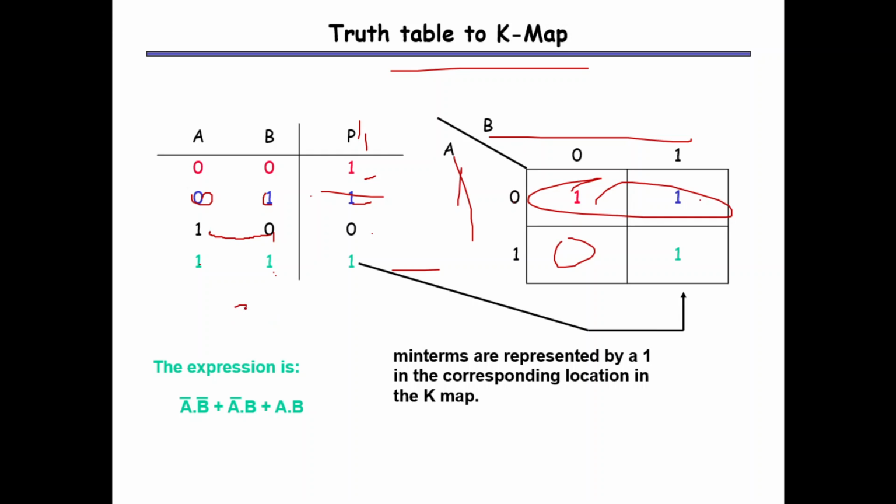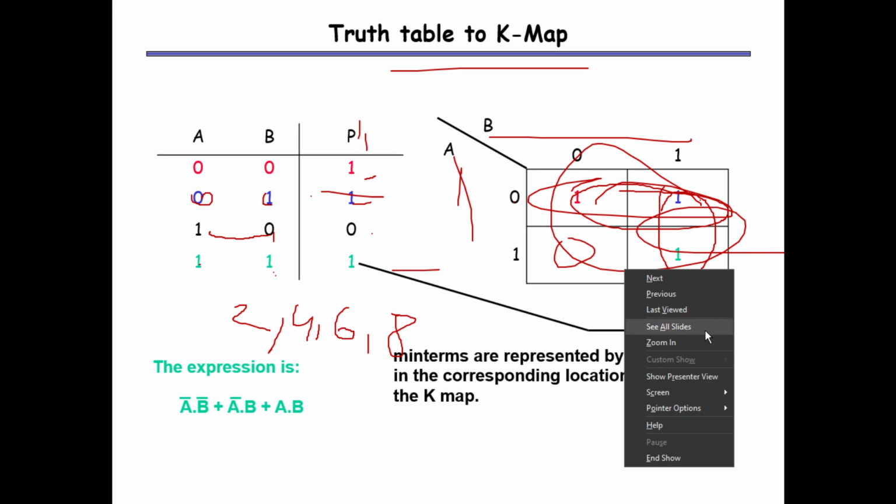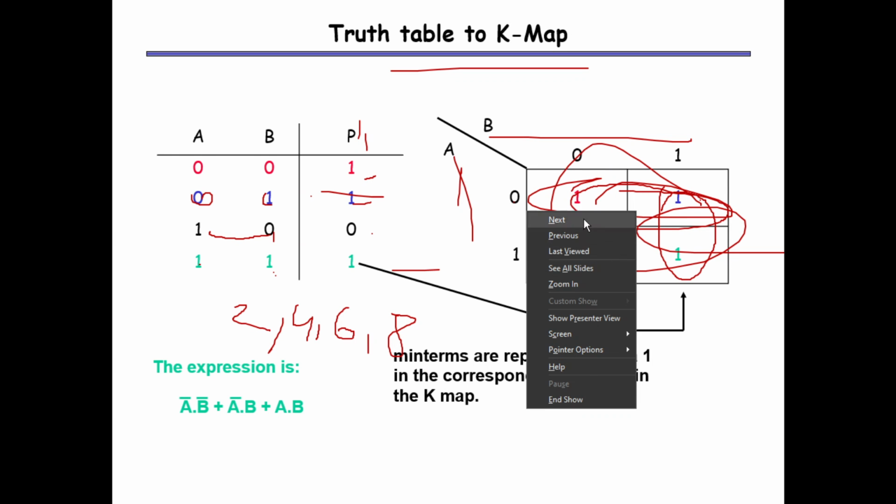Because we only use groups of 2, 4, 6, 8, not 3. We cannot group three of them. We can only group 2 in this case. Only like this. We cannot group it together because this is wrong, okay? This is what my professor said to me, but they are completely wrong. Okay, it's perfect. Let's go to the next.